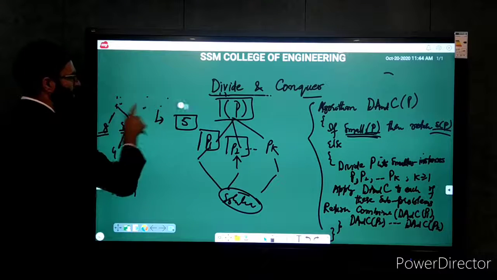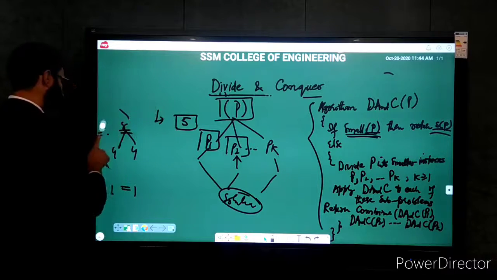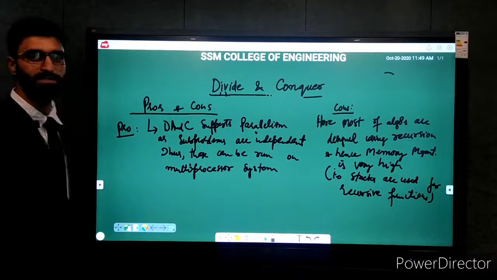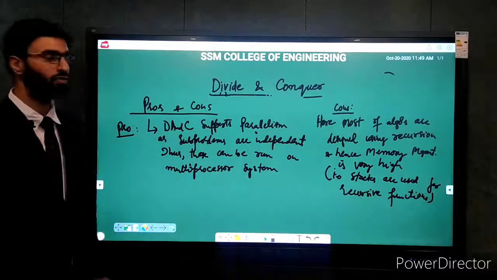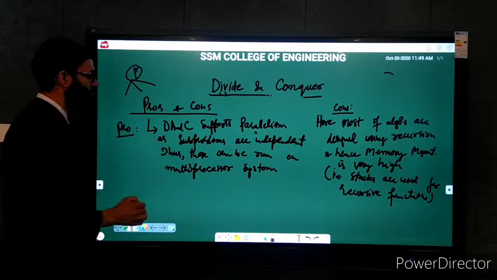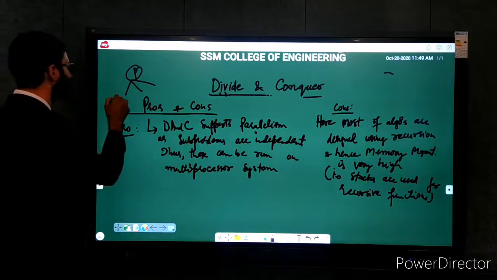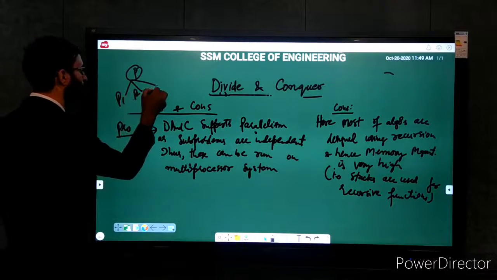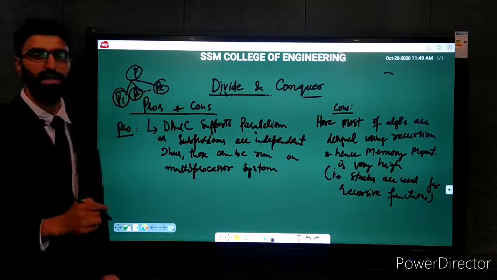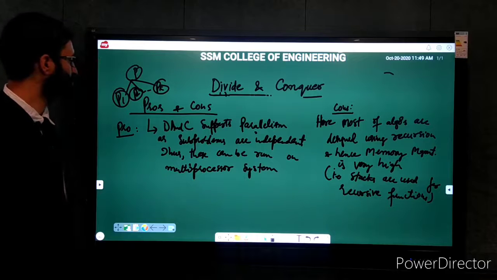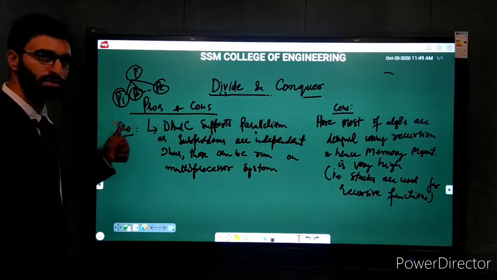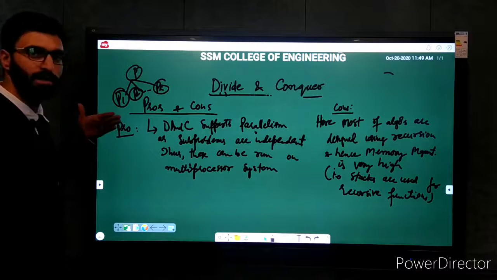See, in divide and conquer there are some pros and cons. First, what is the pro? Divide and conquer supports parallelism. As we know, the original problem P is divided into sub problems. These sub problems are independent, P1, P2, and so on up to Pk. When these are independent, it means these can be run on a multiprocessor system. So as it supports parallelism, these can be run on a multiprocessor system because the sub problems are independent of each other.